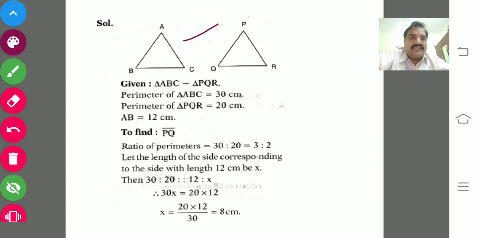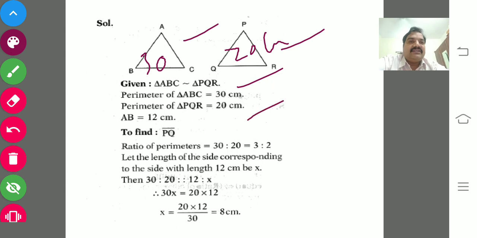So triangle ABC and triangle PQR are given, and the two are similar. It is given that the perimeters of triangle ABC is 30 and of triangle PQR is 20 centimeters. Now one of the sides is 12 centimeters. Here you don't know. You are going to find PQ.